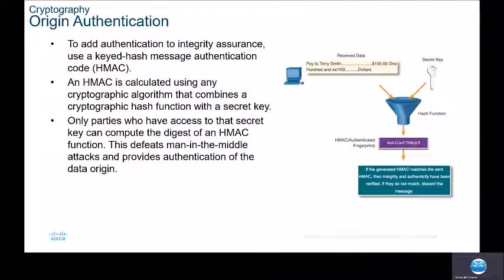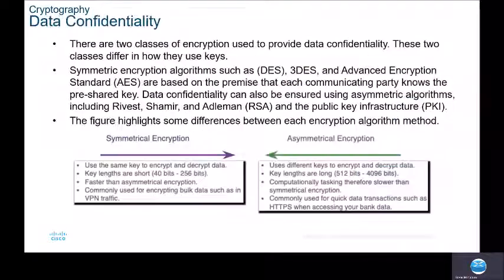All right, so origin authentication. To add authentication to integrity assurance, use a keyed-hash message authentication code, so that's HMAC. It's calculated using any cryptographic algorithm that combines a cryptographic hash function with a secret key. So you need that extra secret key. Only parties who have access to that secret key can compute the digest of the HMAC function. This defeats man-in-the-middle attacks and provides authentication of the data origin. Because that host knows the secret key that you also know, that is how you authenticate that it's the host it purports to be.